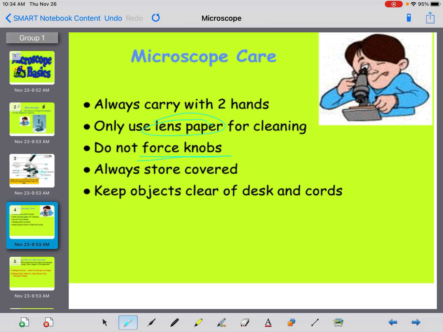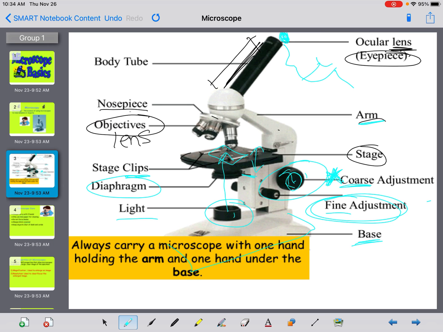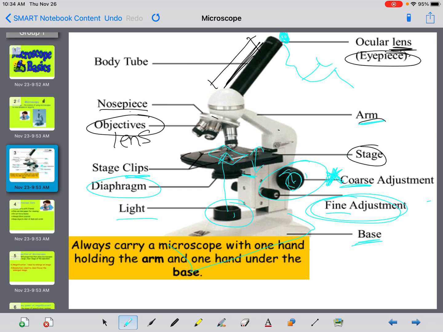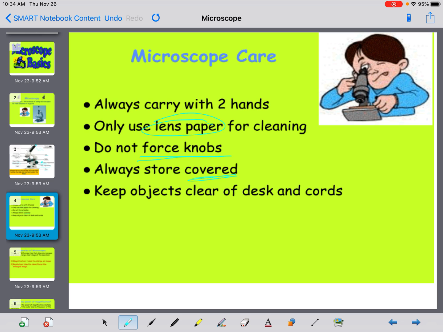It's obviously already stopped. When we store it, we always store it with a cover, because if you have dust, dust will accumulate on here, and essentially it will dirty the lens and cause damage over time. And of course you want to make sure that you have no clutter around.